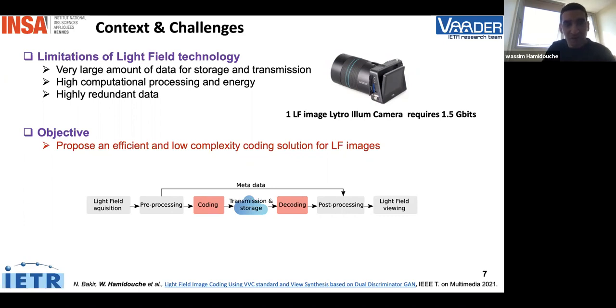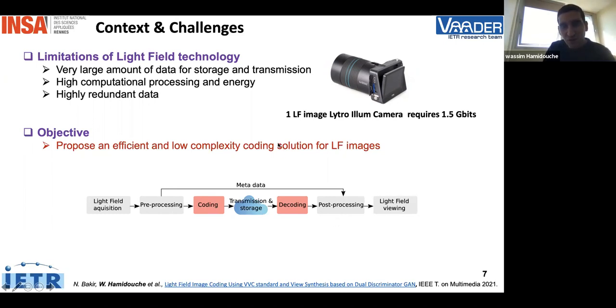So in this work we tackle these two problems by proposing an efficient and low complexity coding solution for light field image coding. As we can see here in this scheme, this is the transmission scheme of light field imaging. We have acquisition, then pre-processing, then the coding, then the transmission, and when the receiver receives the light field image, it will be decoded.